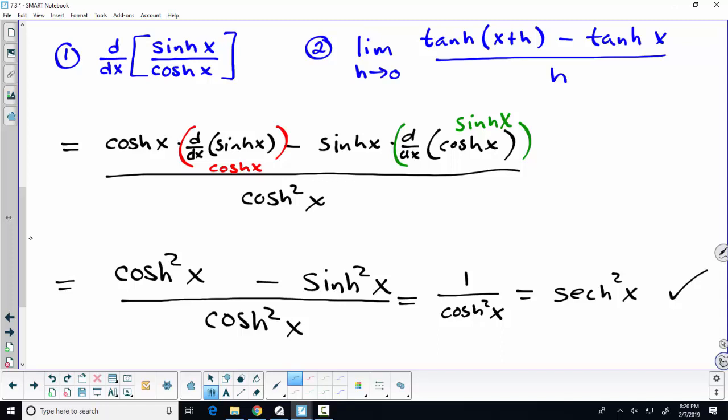Or negative sine? Derivative of cosine, cosh. No, it's not like that. They're not identical to the circular trig functions. Derivative of sine is cosine. Derivative of cosine is negative sine. Not the case with hyperbolic.